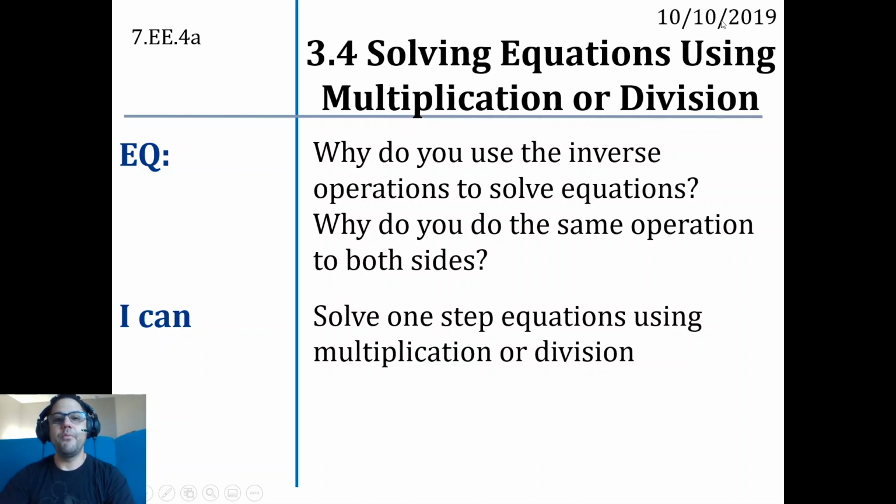All right, 3.4, solving equations using multiplication or division. So the other day we just did addition and subtraction. Our work is going to be somewhat similar, where we want to keep it balanced. We were trying to solve for our variable. The check is even possible again, but again, we're just going to go ahead and solve using multiplication or division. So I can solve one-step equations using multiplication or division.